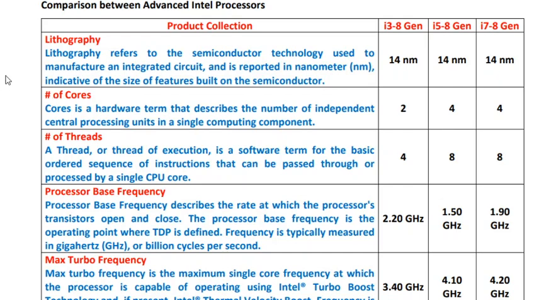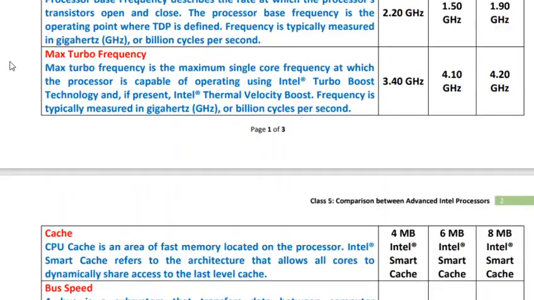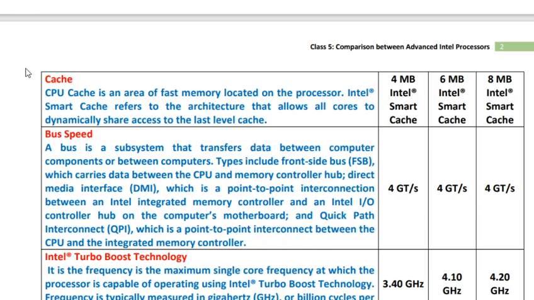Now, max turbo frequency. Max turbo frequency in case of i3 8th generation is 3.4 gigahertz, whereas in case of i5 8th generation it is 4.1 gigahertz, and i7 8th generation it is 4.2 gigahertz. Now, cache. i3 8th generation has 4 MB smart cache, i5 8th generation has 6 MB of smart cache, and i7 8th generation has 8 MB of smart cache.